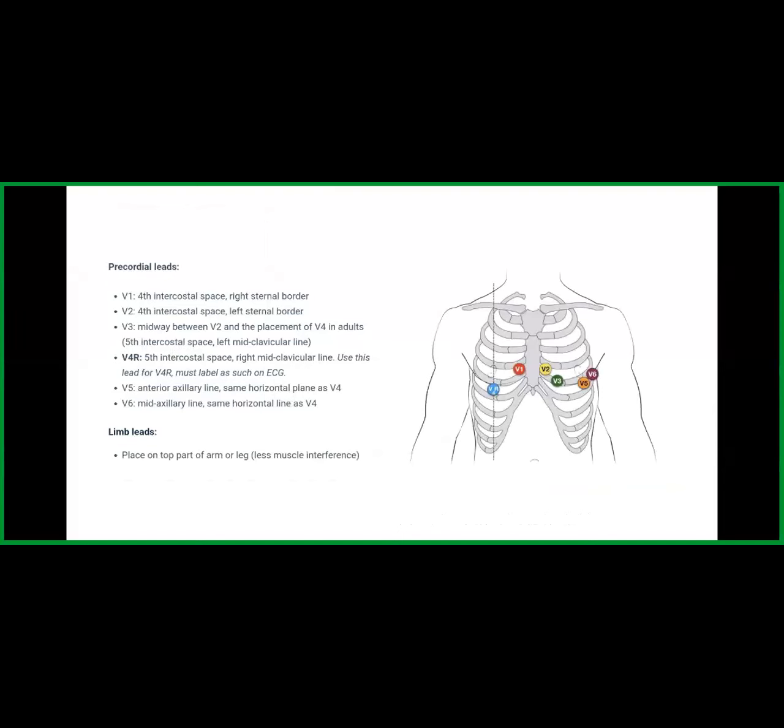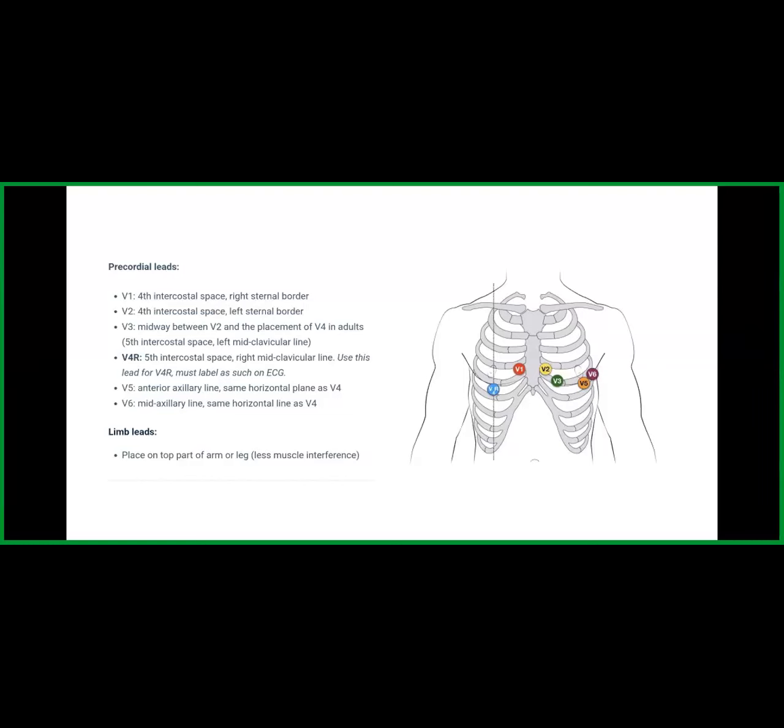Just to summarize how the lead placement happens, because we are going to use V1, V2, V3, V4, V5, V6. V1 and V2 both go on either side, as depicted in the picture, at the fourth intercostal space. V3 stays midway between V2 and V4 in adults. V4 is kept at the fifth intercostal space, left midclavicular line. If we are keeping it on the right side in specific circumstances like dextrocardia, we use the term V4R, and this should be labeled in the ECG.